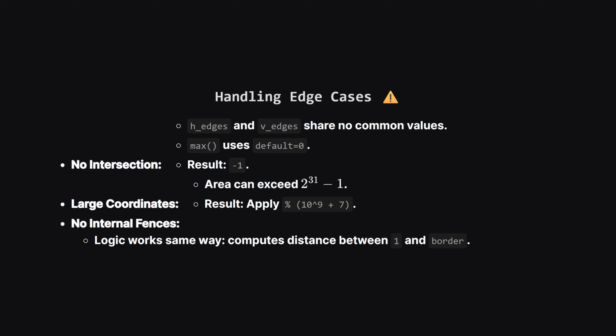What if there are absolutely no common side lengths? That's why we use default equals 0 in the max function. If that happens, our conditional check at the end correctly returns -1. Also remember that m and n can be very large, so the area could overflow a standard integer. That's why the problem asks for the result modulo 10 to the 9th plus 7. Our logic handles the case with no internal fences perfectly fine too. It just calculates the distance between the outer borders.